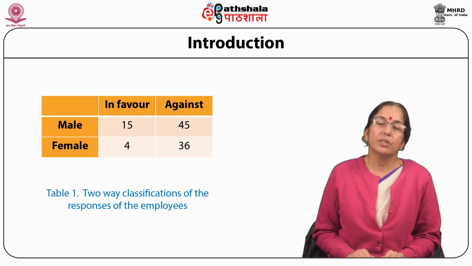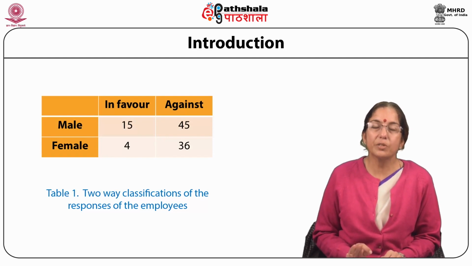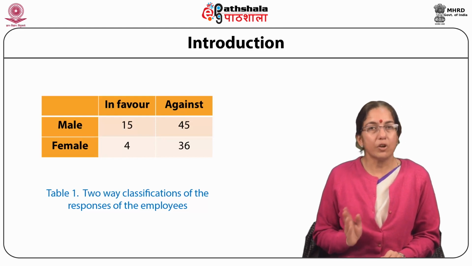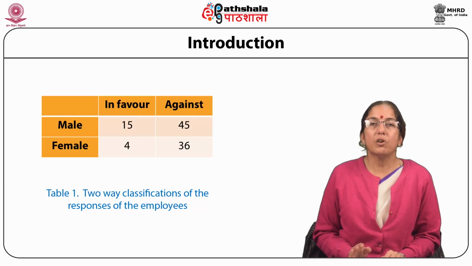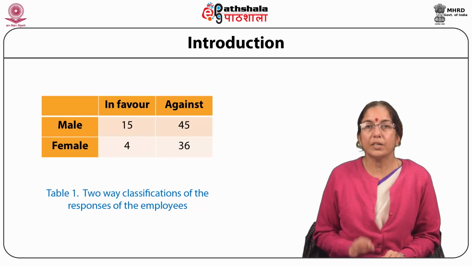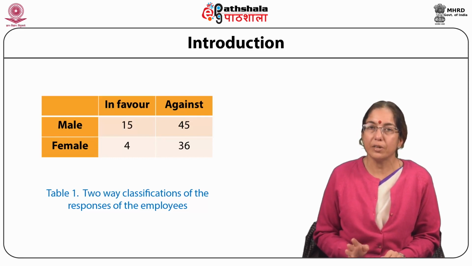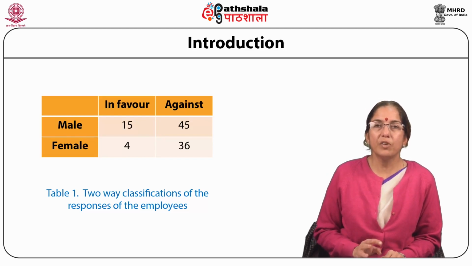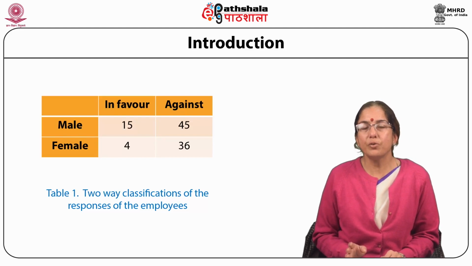Table 1 gives the distribution of 100 employees based on two variables or characteristics: gender, male or female, and opinion, in favor or against. Such a table is called a contingency table. In Table 1, each box that contains a number is called a cell. Notice that there are 4 cells in the table, because we have male or female, then favor and against. Each cell gives frequencies for 2 characteristics.